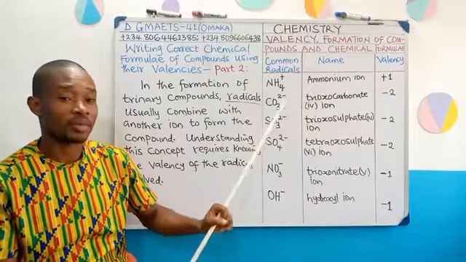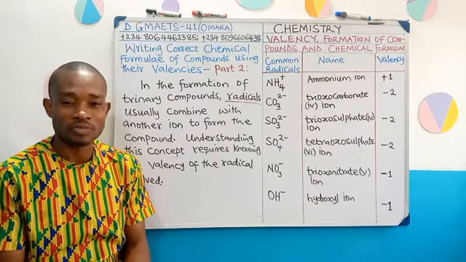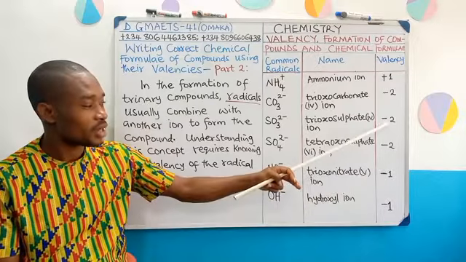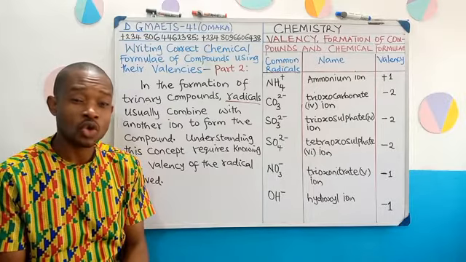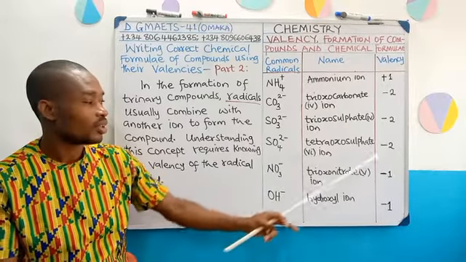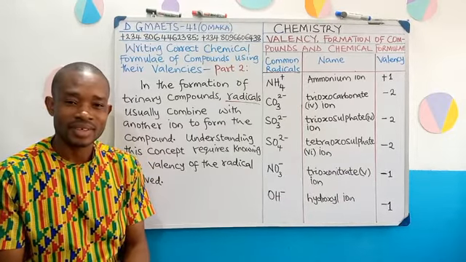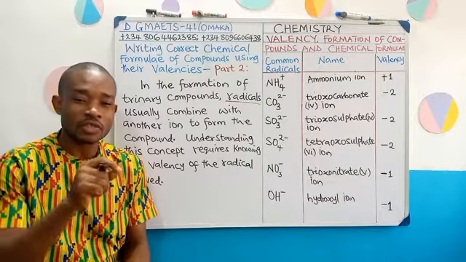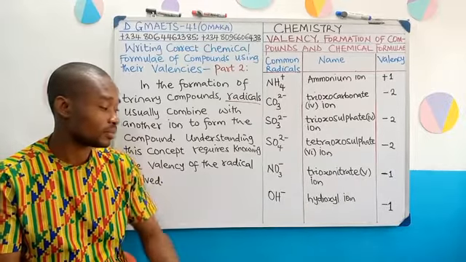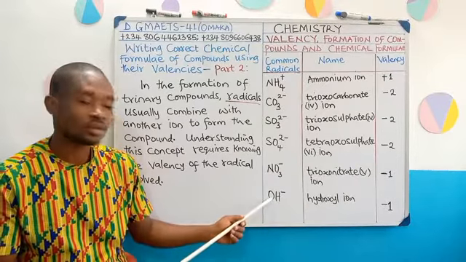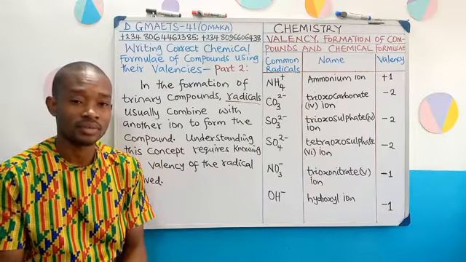-2. Taken from here. Then we have SO3 2-, trioxosulfate 4 ion. The valency is -2. What about SO4 2-, tetraoxosulfate 6 ion? The valency again is -2. Then we have NO3-, the trioxonitrate 5 ion. The valency, as you can see here, is negative, so it's -1. We have the hydroxyl ion, OH-. Sometimes you can call it hydroxide ion. Is that okay?